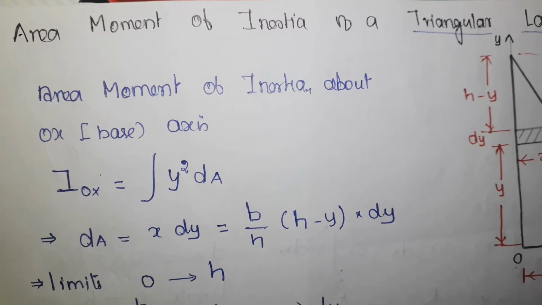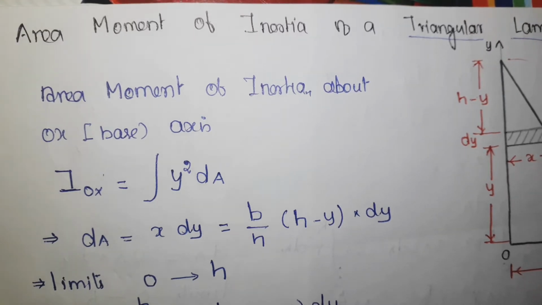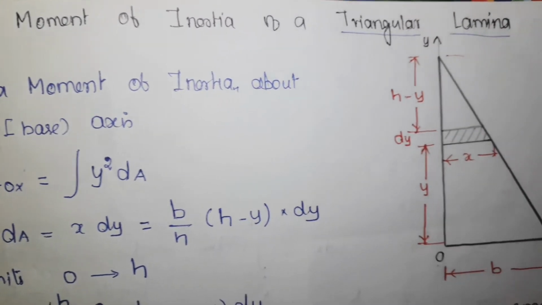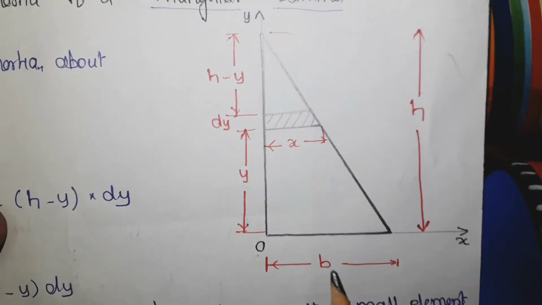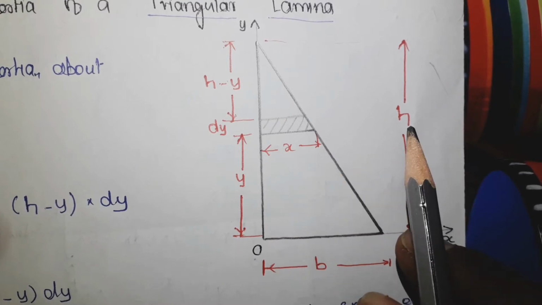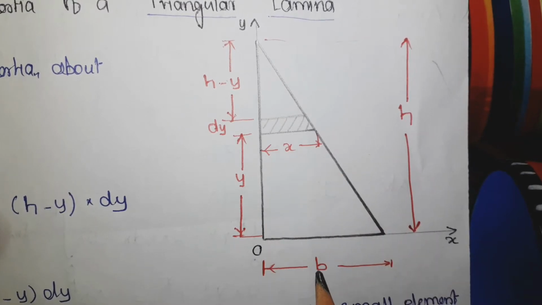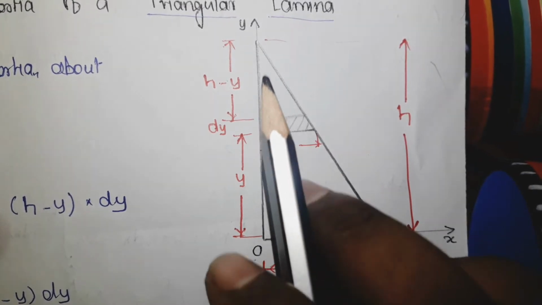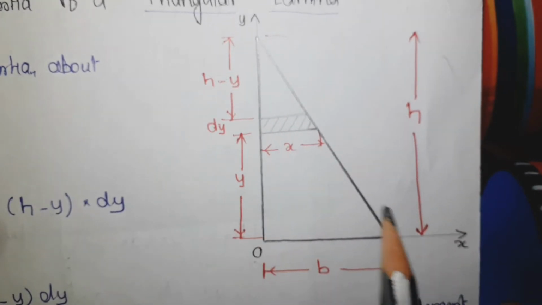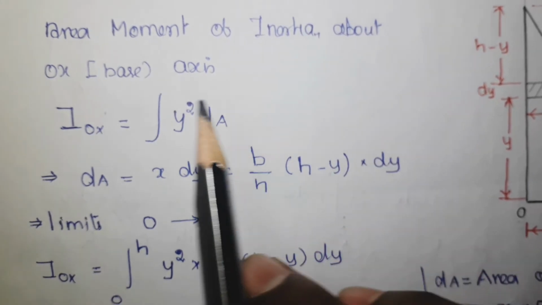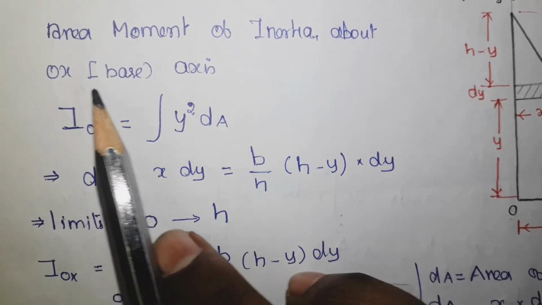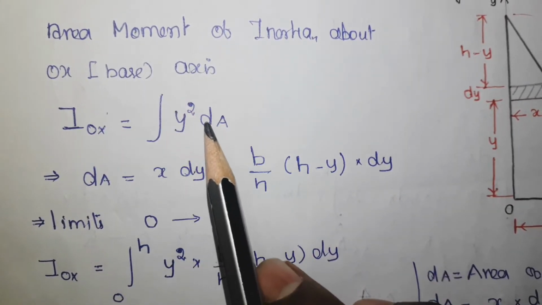Good morning. In this video, we are going to find the moment of inertia of a triangular lamina. So here is the lamina, of height h and width b, with the x and y axes. Now, the area moment of inertia about the base axis, the x axis, is equal to the integration of y square dA.